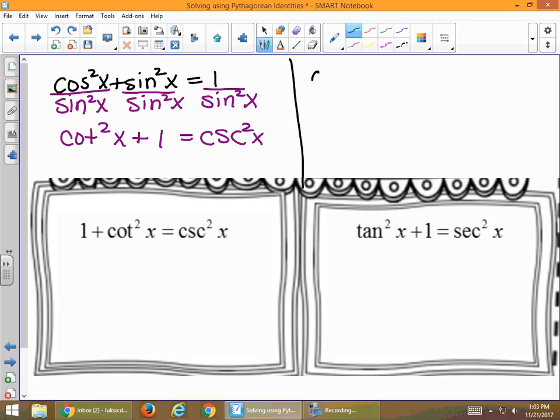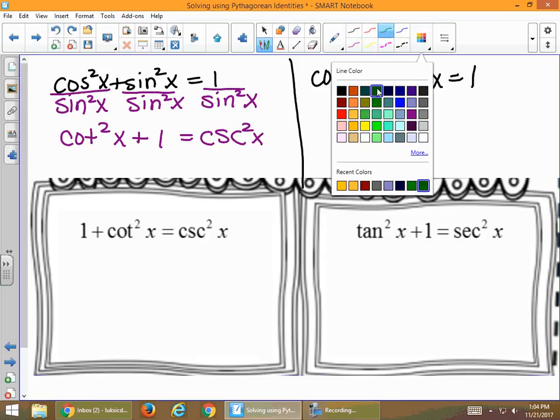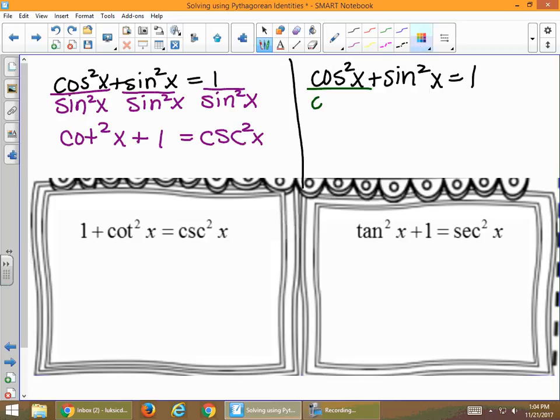What do you think I'm going to divide by to get tangent and secant squared? Yeah, cosine. So we're going to divide everything by cosine squared.